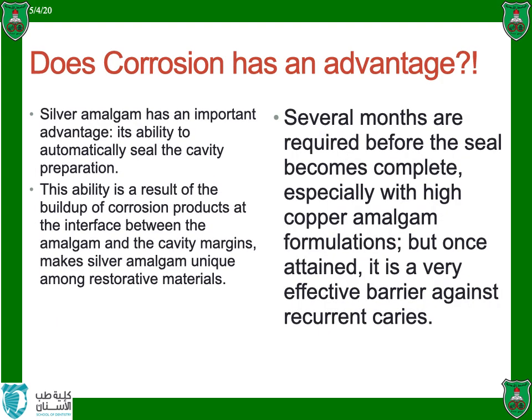Now, is there an advantage to corrosion? Does the corrosion have an advantage? Silver amalgam has an important advantage. It has the ability to automatically seal the cavity preparation. And this ability is a result of build-up of corrosion product at the interface between the amalgam and the cavity margin, which makes silver amalgam unique among restorative materials.